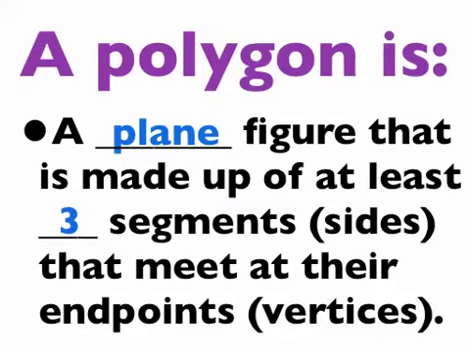form vertices. So a polygon is going to be a flat figure that is made up of at least 3 straight sides that meet at their endpoints. So they can't cross. One of the segments, or sides, cannot continue past where 2 sides meet.